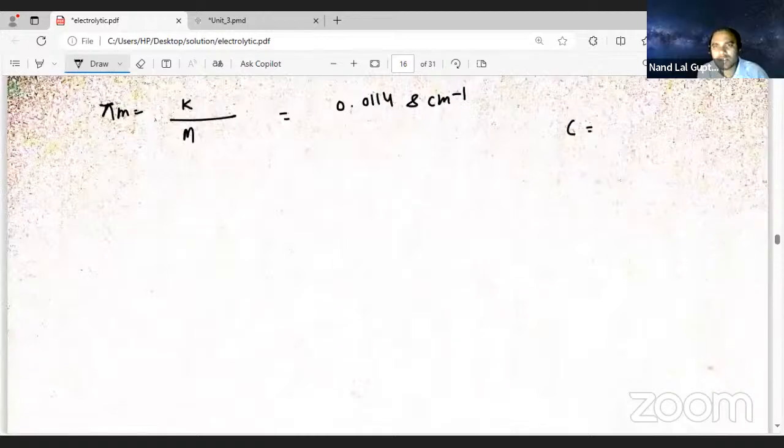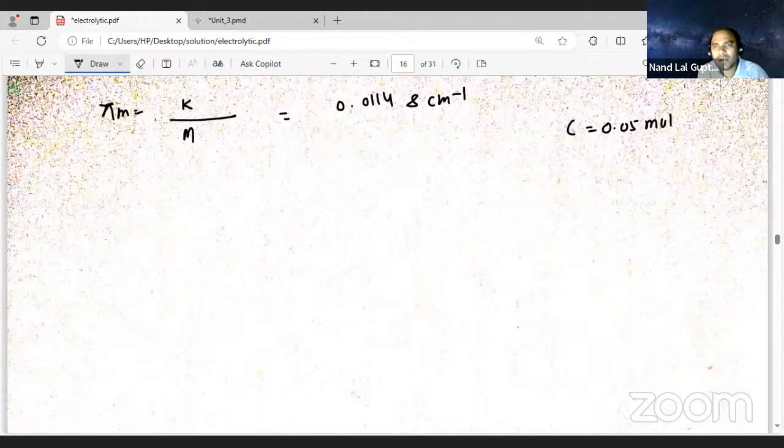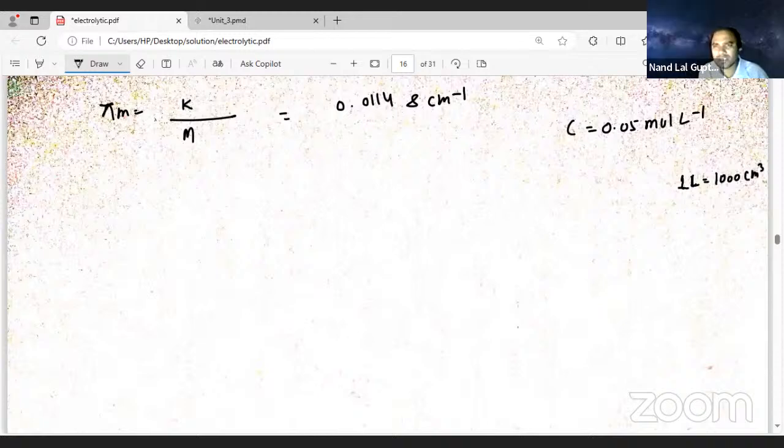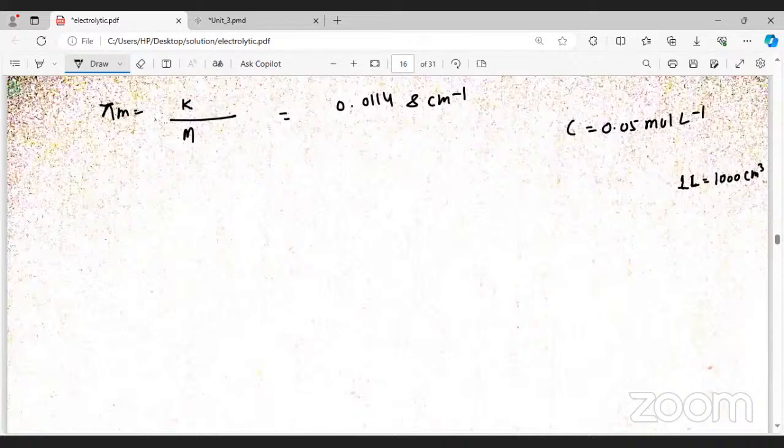0.05 mole per liter, this is there. Now 1 liter is equal to how much in centimeter? 1 liter is equal to how many cubic centimeters? 1000? 1000 centimeter cube. Is it correct? Yes, sir. Correct. Thank you very much, Sanoy.